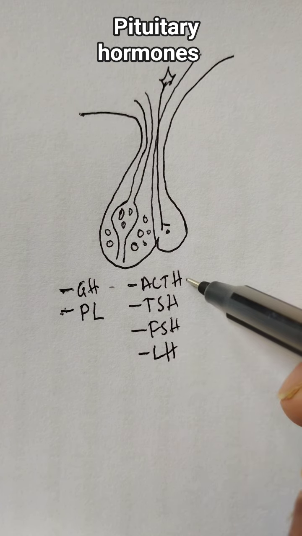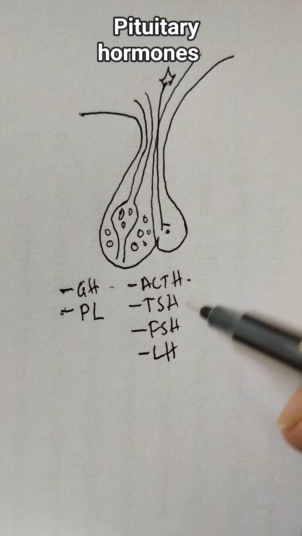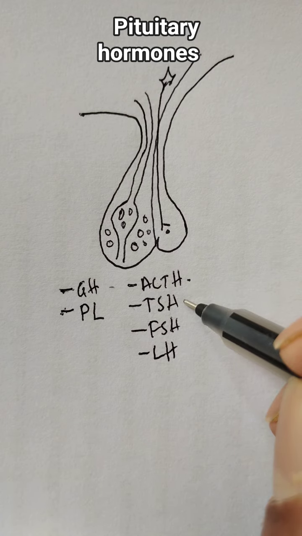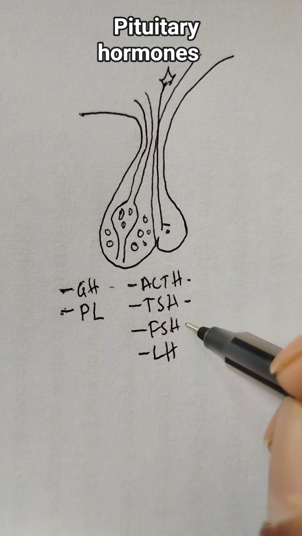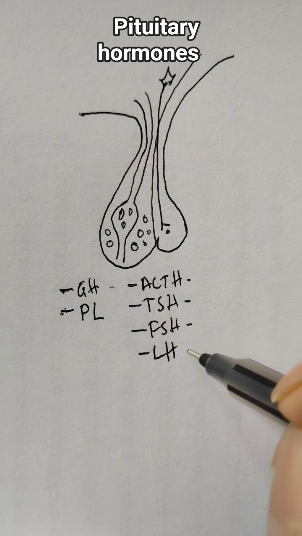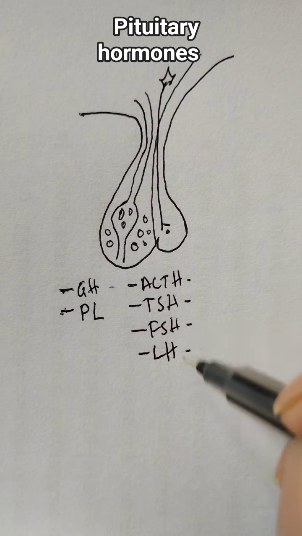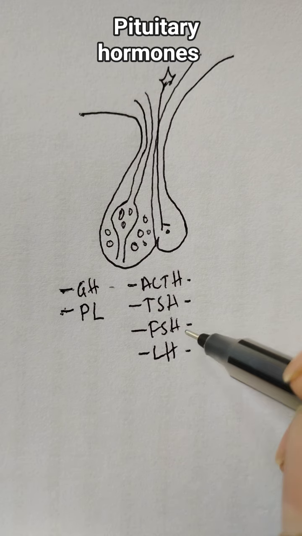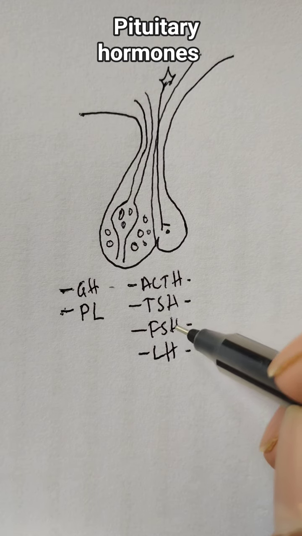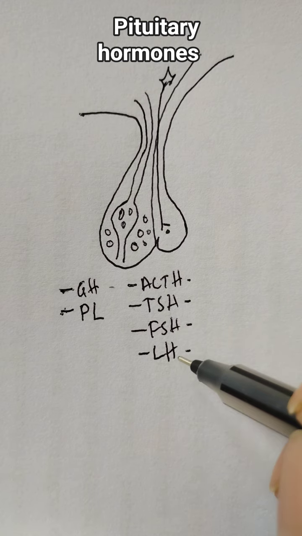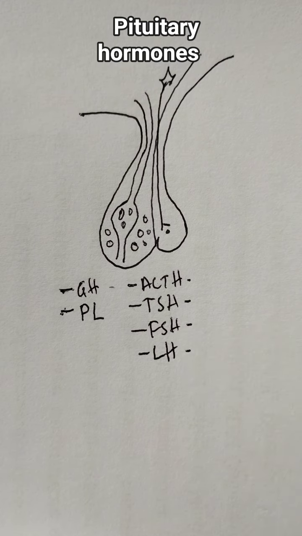ACTH plays an important role in the regulation of the adrenal cortex, whereas TSH plays an important role in thyroid hormone regulation, whereas FSH and LH play important roles in reproduction, where FSH is important for folliculogenesis and spermatogenesis, whereas LH helps in the synthesis of hormones.